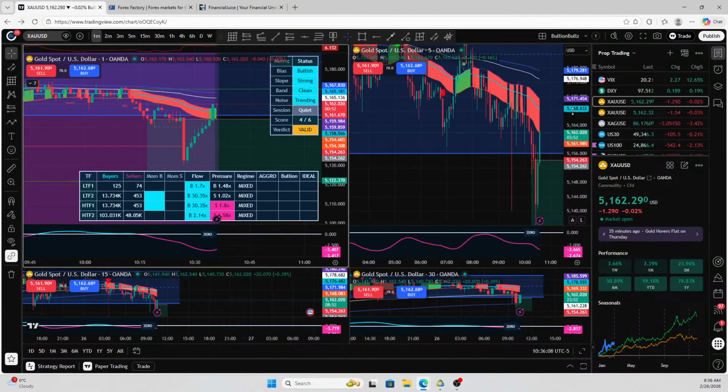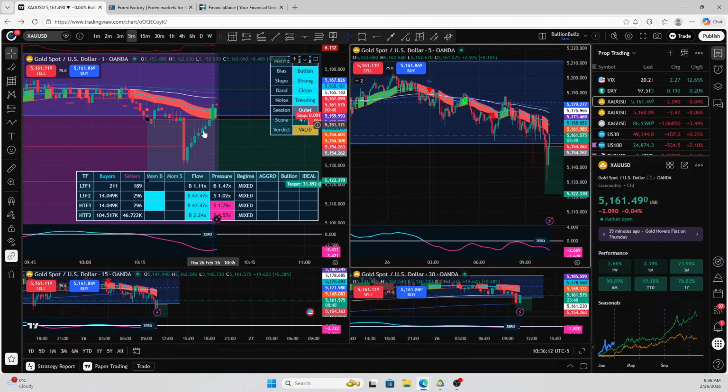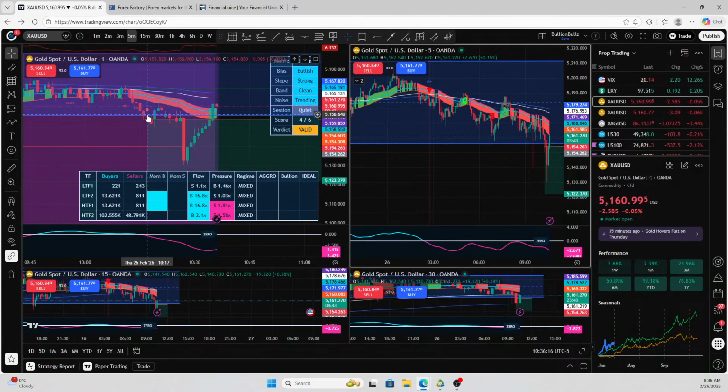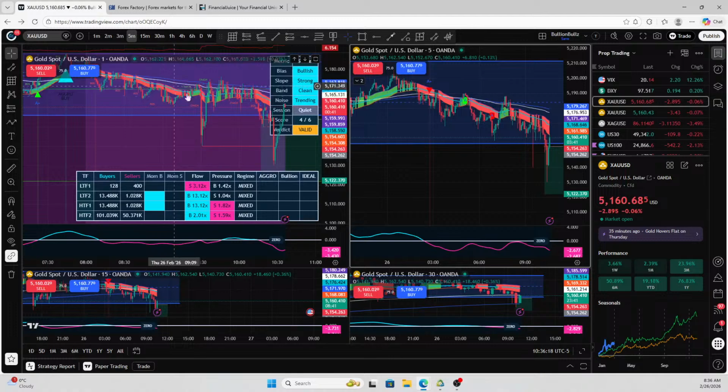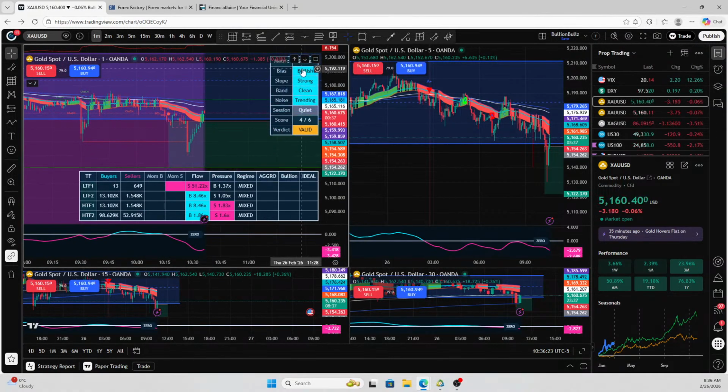On 5-minute, we're still bearish. And on 1-minute, it has flipped bullish. Like the volume, or sorry, the structure on 1-minute is still bearish as well. So we just have to wait and see. We'll wait and watch.